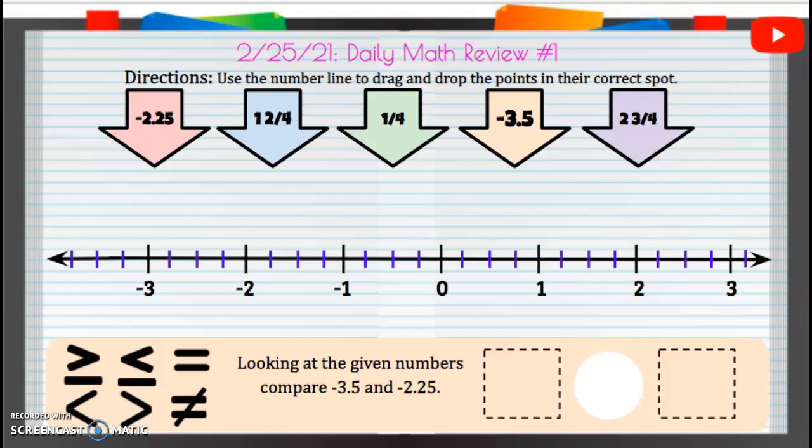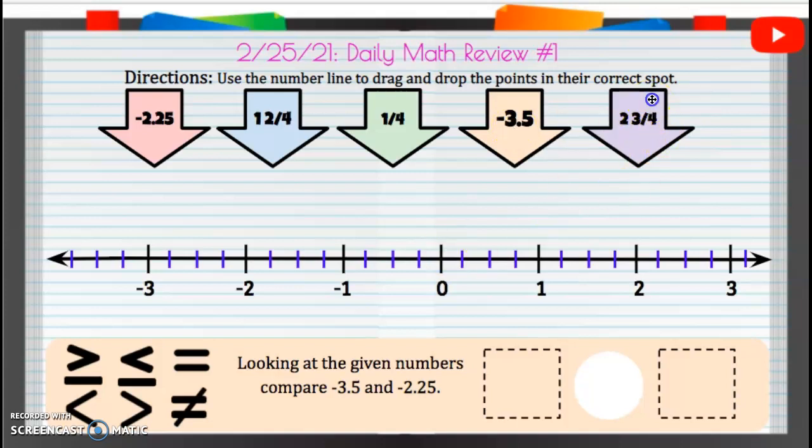DMR number 1. We're going to use this number line. We're going to drag and drop our points on it. Okay, so first of all, I don't really see any numbers that are exactly on either of these. Okay, so this is -2 and 25/100, or -2.25, 1 and 2/4, 1/4, -3 and 5/10, or -3.5, and then 2 and 3/4.